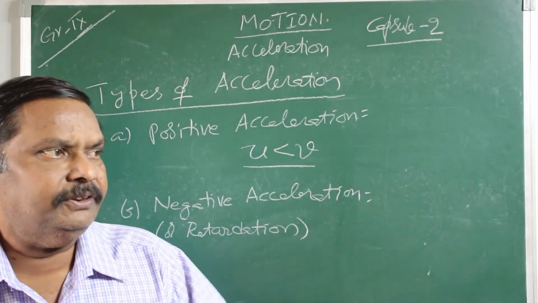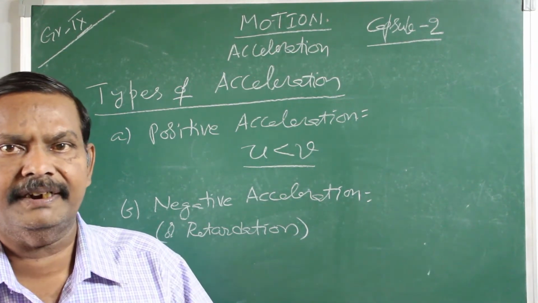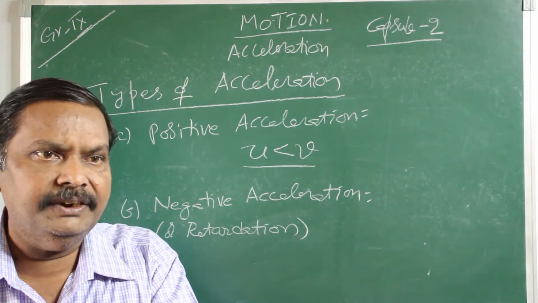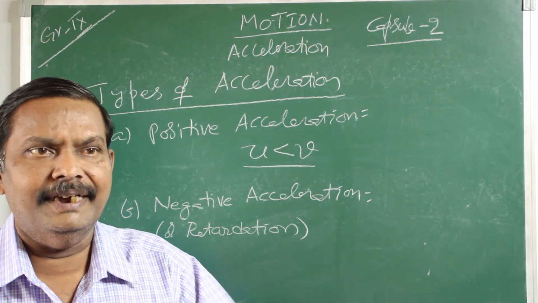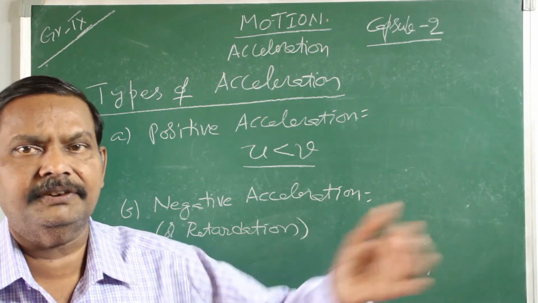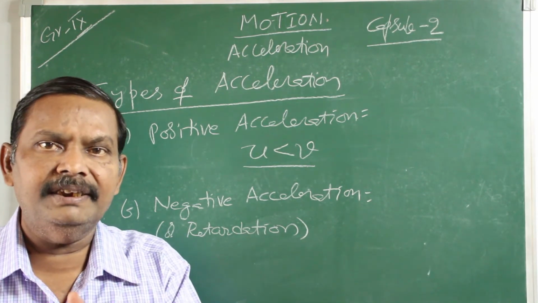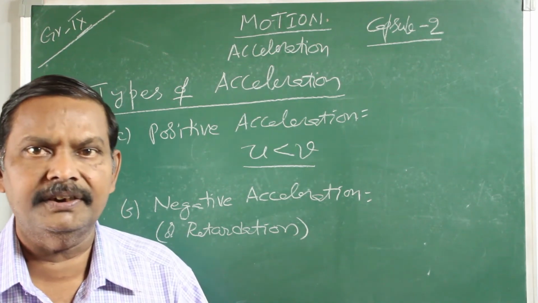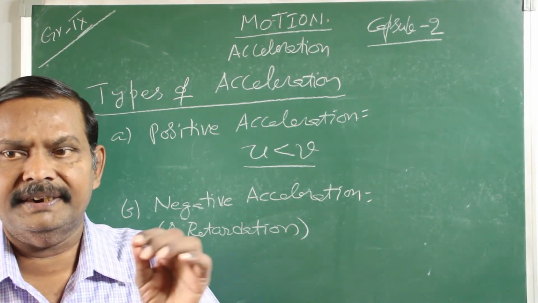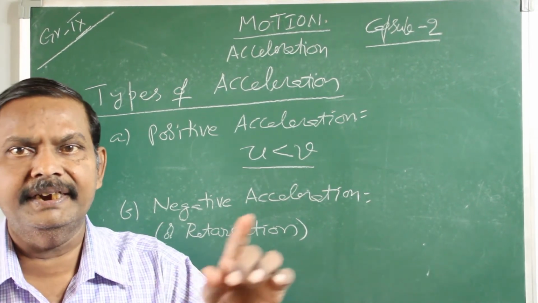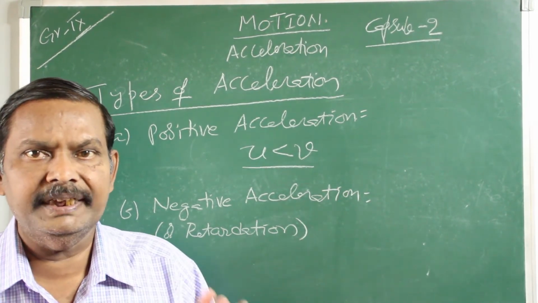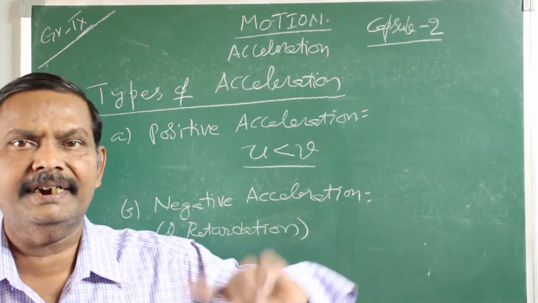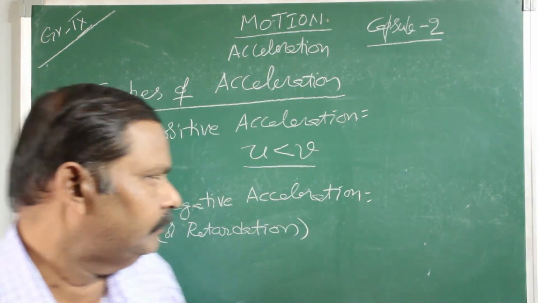When a train is approaching a station, the driver applies brakes and the velocity of the train gradually decreases and it comes to rest when it enters the station. That means the velocity of the train is gradually decreasing. In such a situation, we will say that the train is traveling with a negative acceleration. So in the case of negative acceleration, initial velocity is always greater than final velocity.